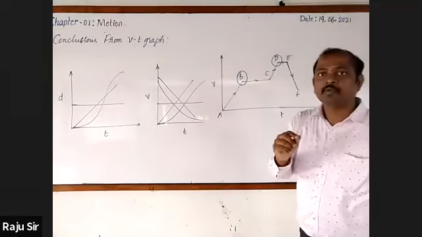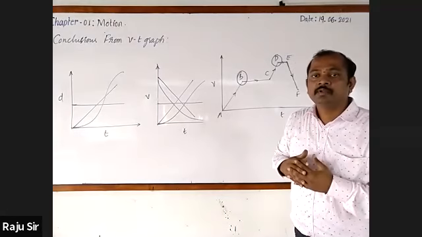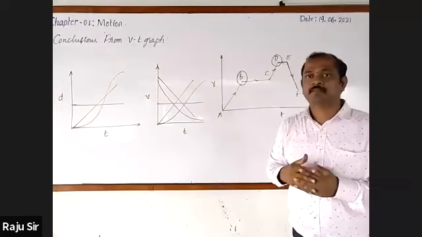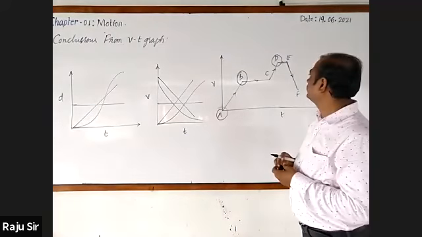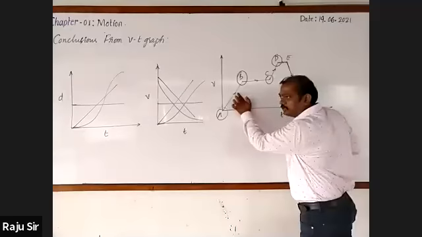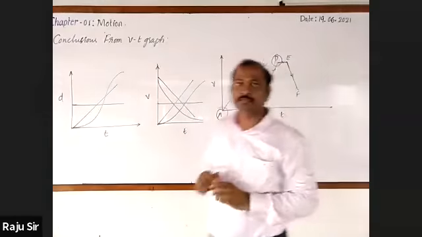Could you tell the points from which the speed is increasing uniformly? C. Very good. E. C, sir. A and C. Very good. From A, the speed is increasing uniformly. From C, speed or velocity is increasing uniformly.